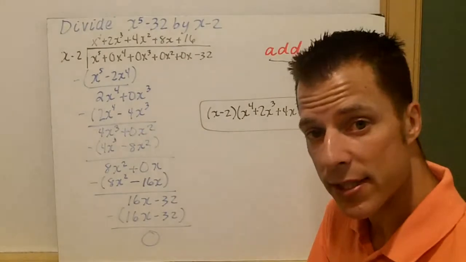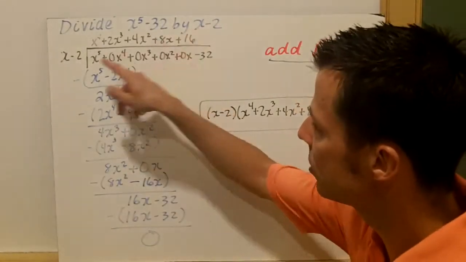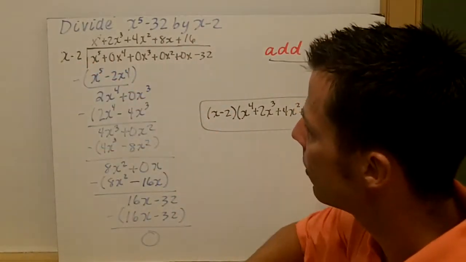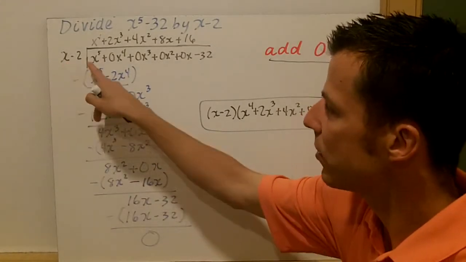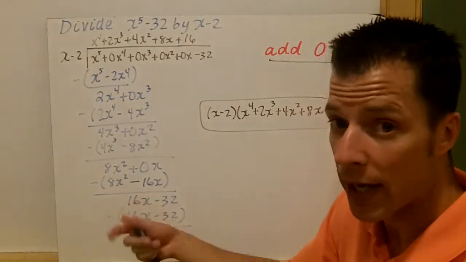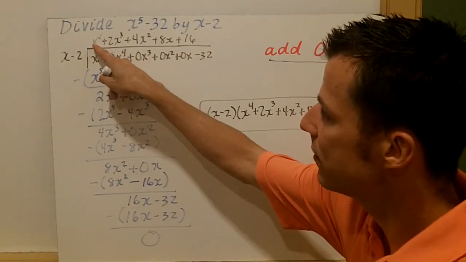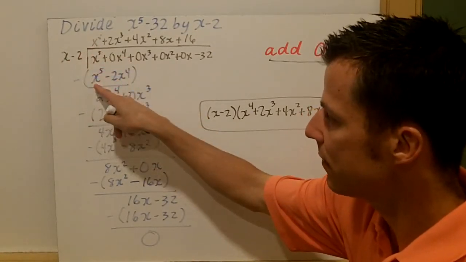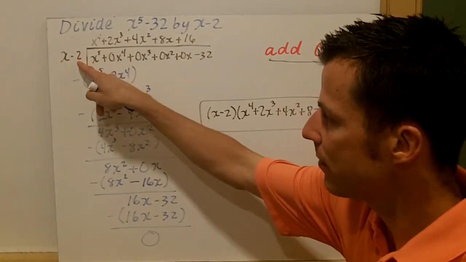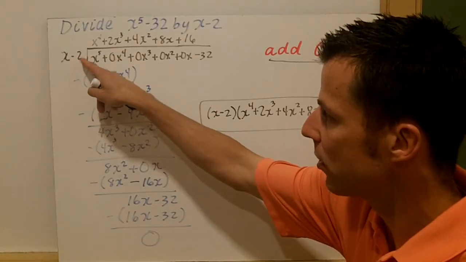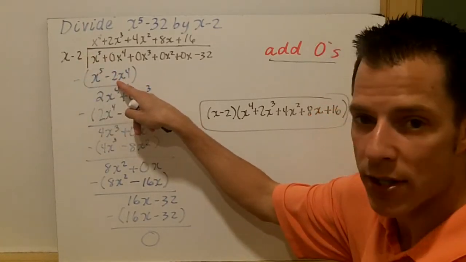Okay? So let's see how this would work. X minus 2 is our divisor. Okay, so we have x goes into x to the 5th, x to the 4th times. So x to the 4th times x equals x to the 5th. X to the 4th times minus 2 is minus 2x to the 4th.